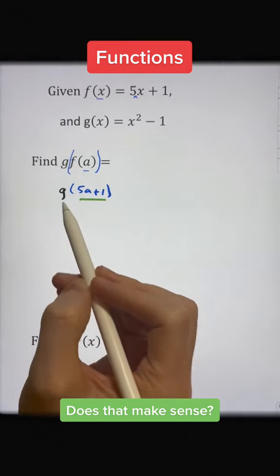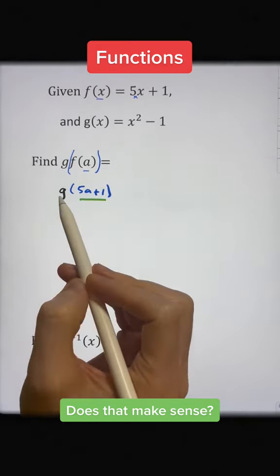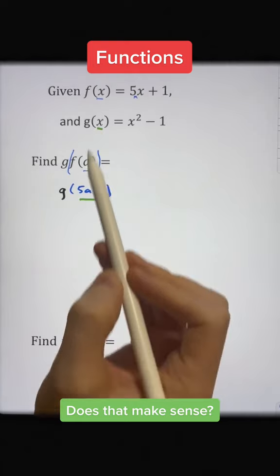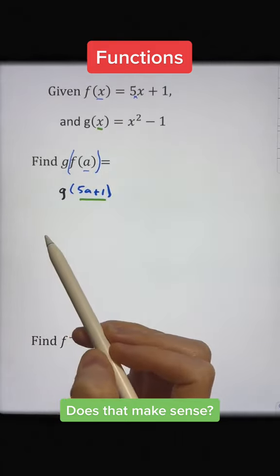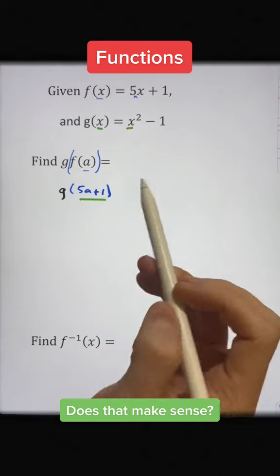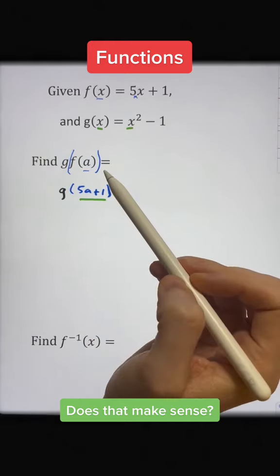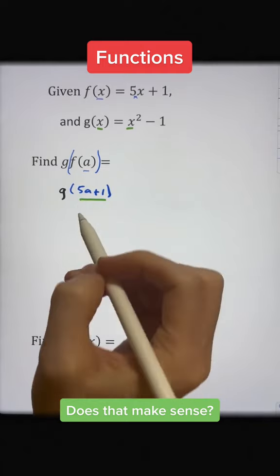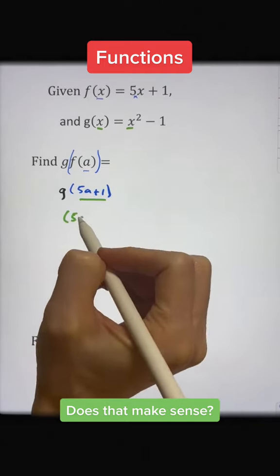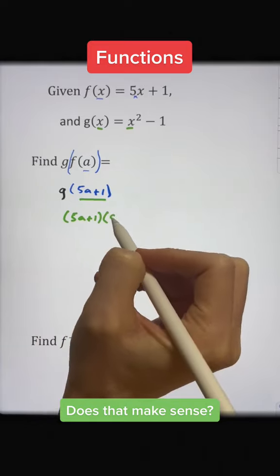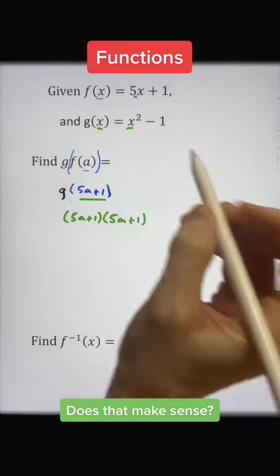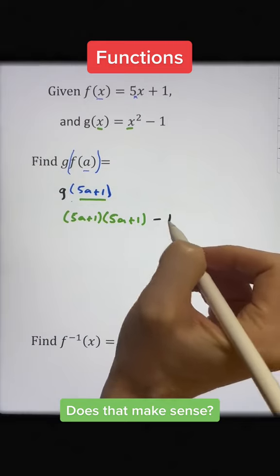This now becomes the input for my outside function. So now into the function of g, every time I see x, I'm now going to substitute 5a plus 1. Therefore on the right hand side I have x squared. Well, I know x squared means x multiplied by itself. If x is now 5a plus 1, therefore x squared will be 5a plus 1 multiplied by 5a plus 1. And I've still got negative 1 that I must place on the end.